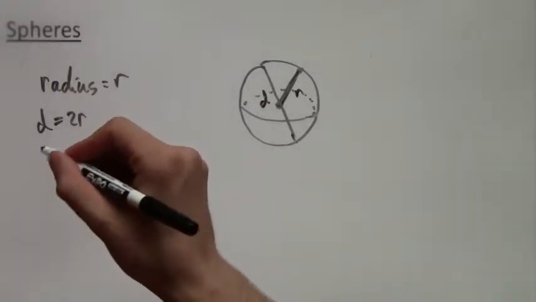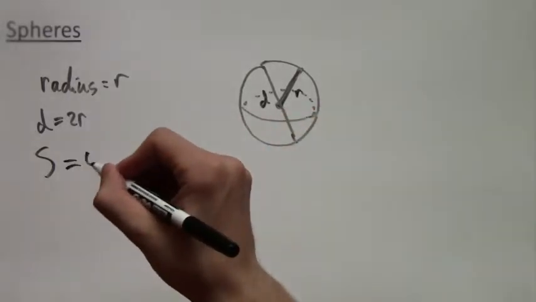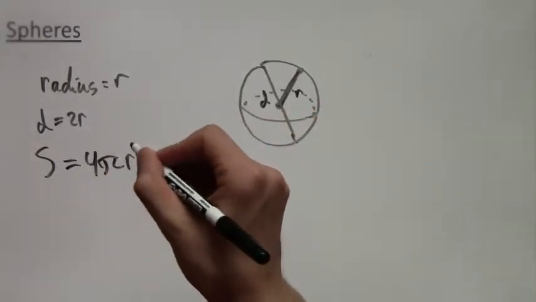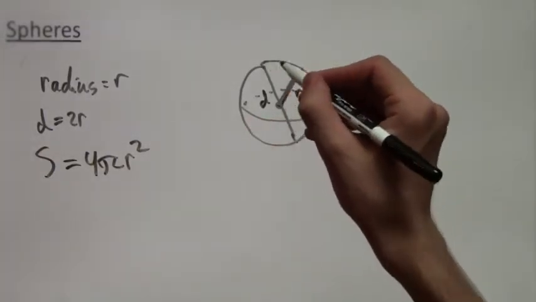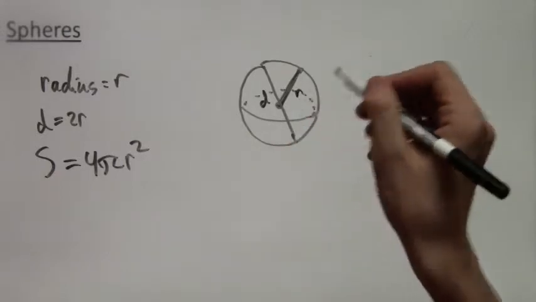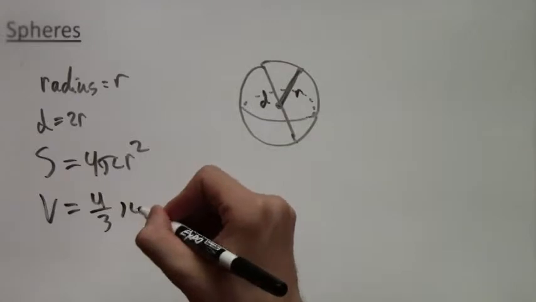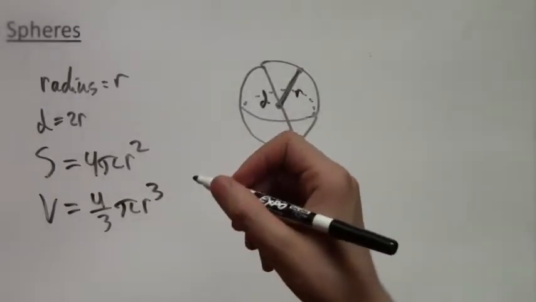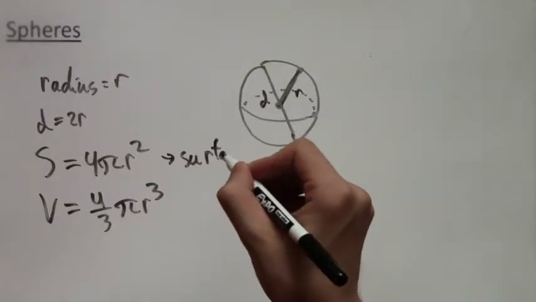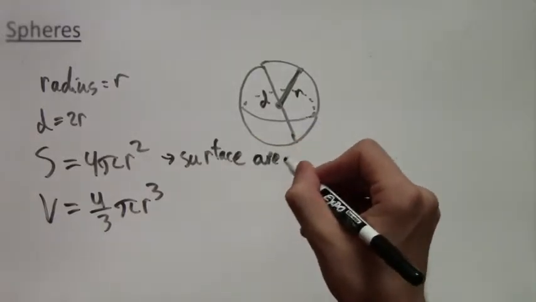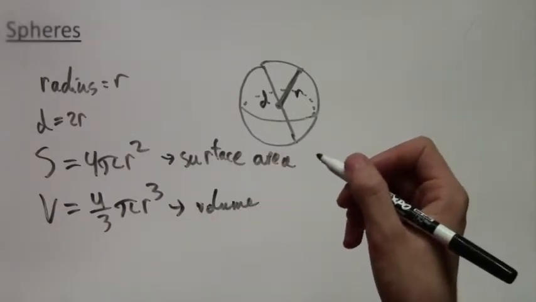So next, there's 2 formulas. S stands for surface area, and the surface area of a sphere is 4 pi r squared. You want to think of this as like an orange peel, how much area the outside is. And next is the volume, and that is 4/3 pi r cubed, and that's just the overall size of the sphere. So once again, 4 pi r squared is the surface area, 4/3 pi r cubed is the volume.